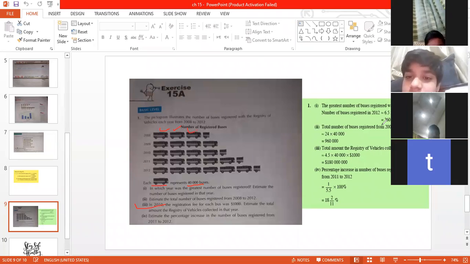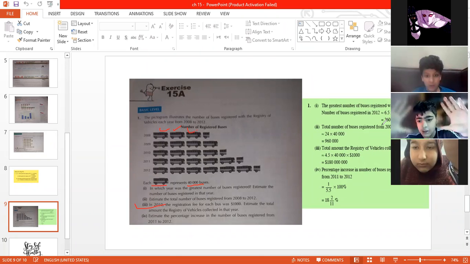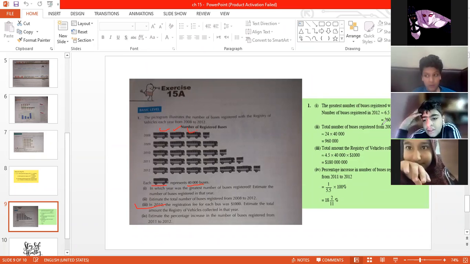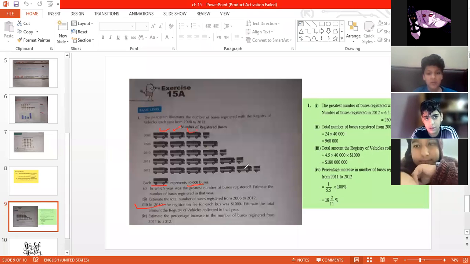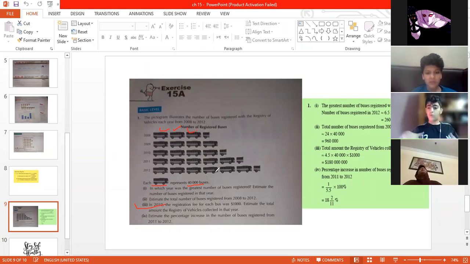Yes, yes. Who is raising the hand? Hashir Ahmed. Sorry, Abdullah Khan. Abdullah Khan, tell me, in which year did the greatest number of buses register? Abdullah Khan, hurry up. 2012. Can you tell me the number of buses registered in 2012? 260? See, 40 plus 40, 80, 120, 160.